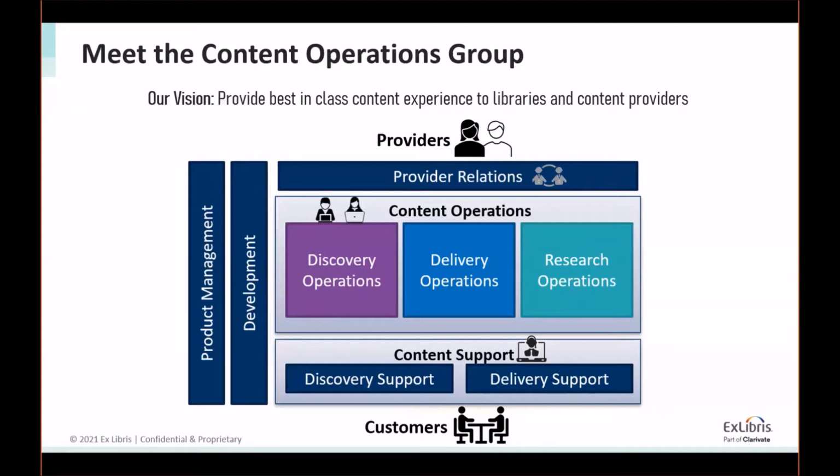So we start with the providers, the content providers, who supply us with the collections information such as name and description and some technical information. Basically talking about the linking syntax, and of course we get the title list itself. The data and the information are being handed by the provider relations team to the delivery operations team. And the delivery operations team creates the required setup and automation and ingests the content.